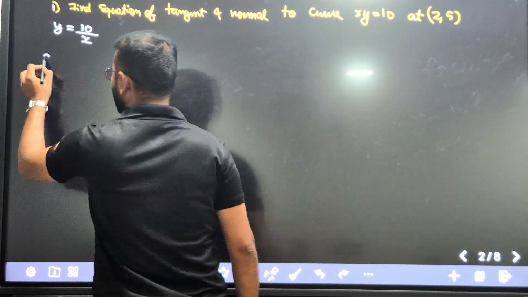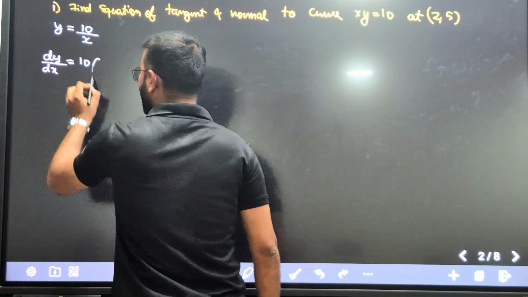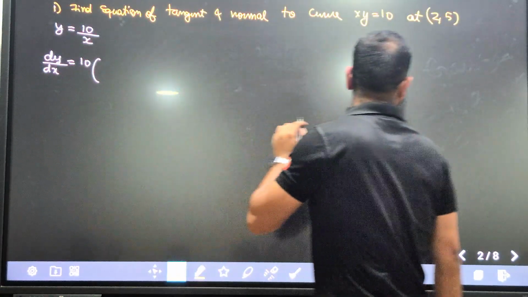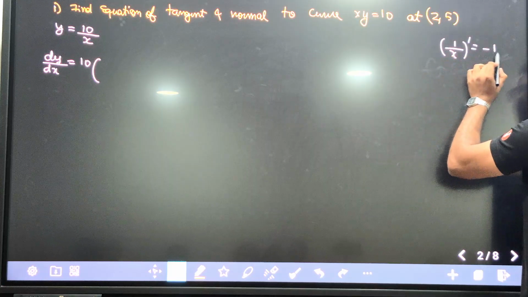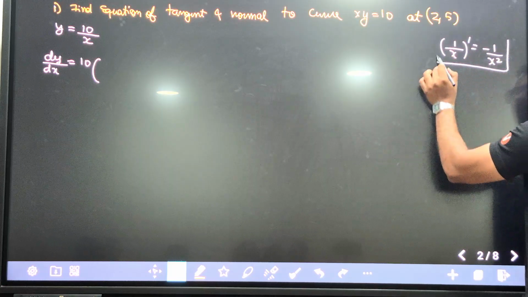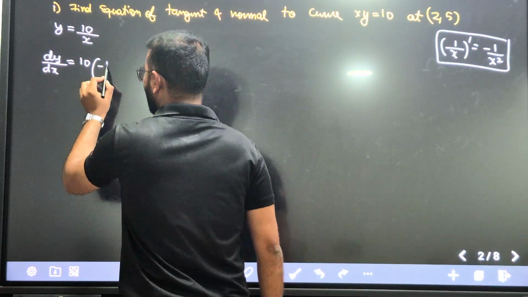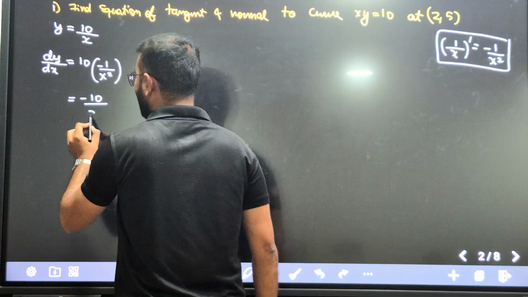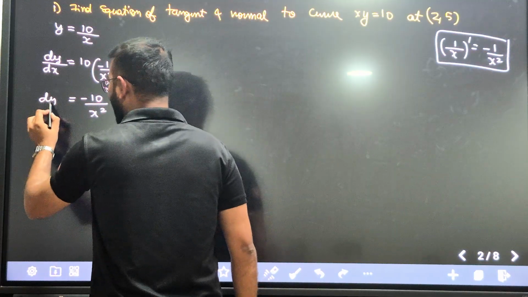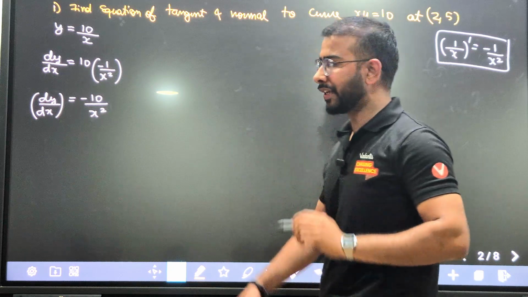Now we'll differentiate this, dy by dx. So 10 would be as it is. We'll differentiate 1 by x. 1 by x differentiation we have done in our last class as well, which is coming out to be minus 1 by x squared. You can remember this as a result. So dy by dx is minus 10 by x squared.